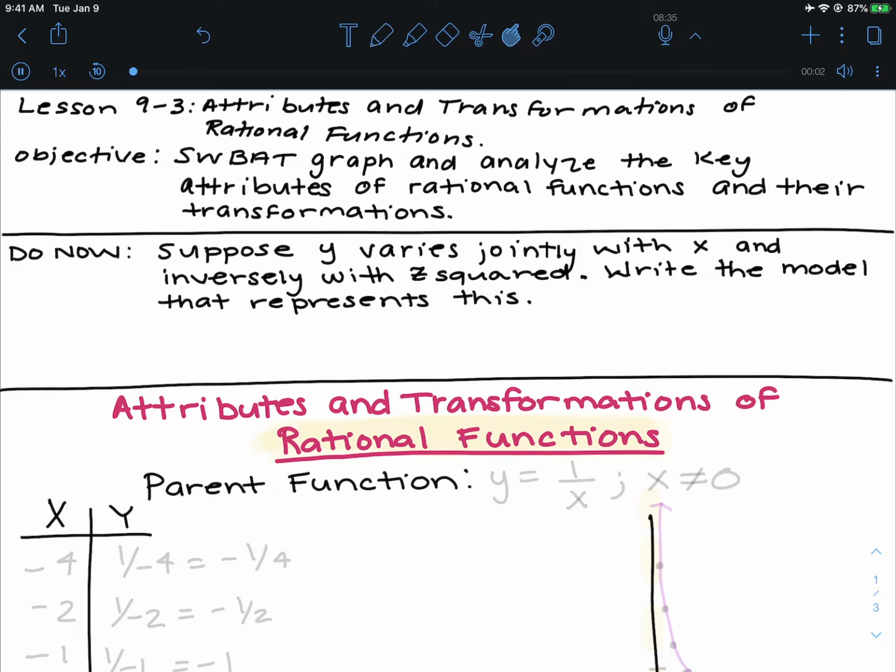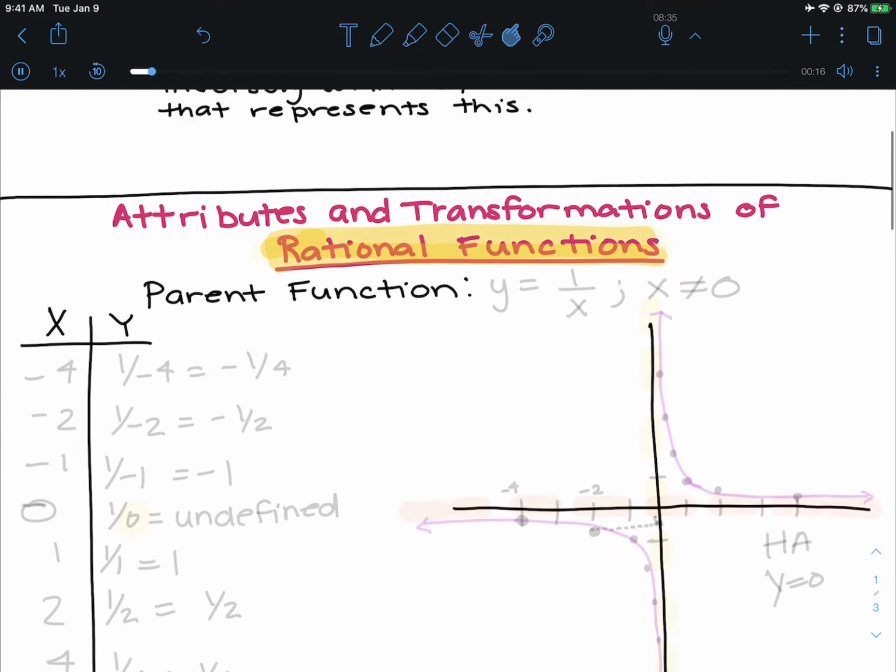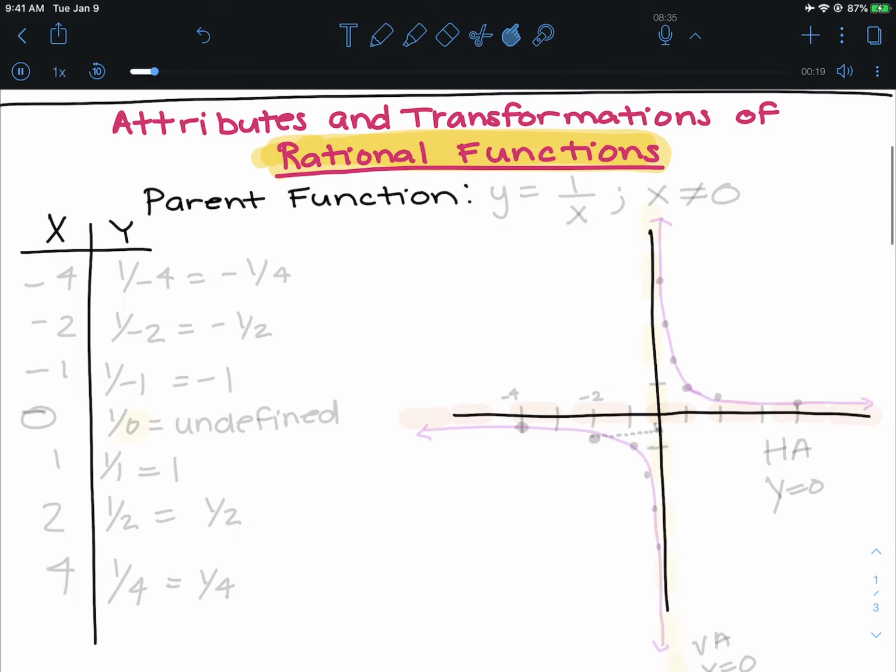Okay guys, so today is going to be lesson 9.3, attributes and transformations of rational functions. So let's go ahead and begin. We're going to be talking about a rational function today. Now, the parent function for a rational function is going to be y equals 1 over x, where x cannot equal 0.